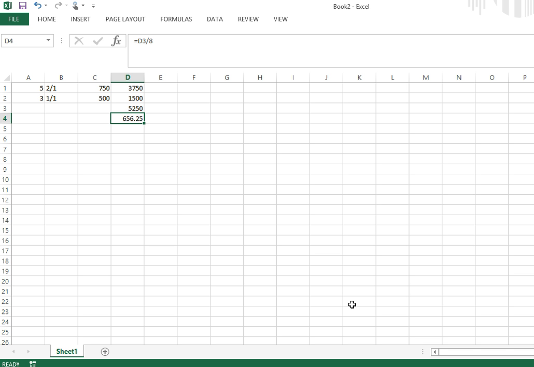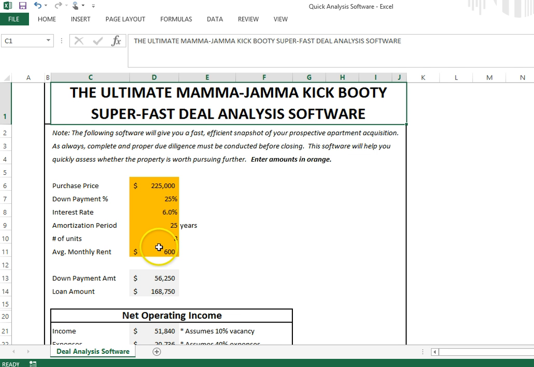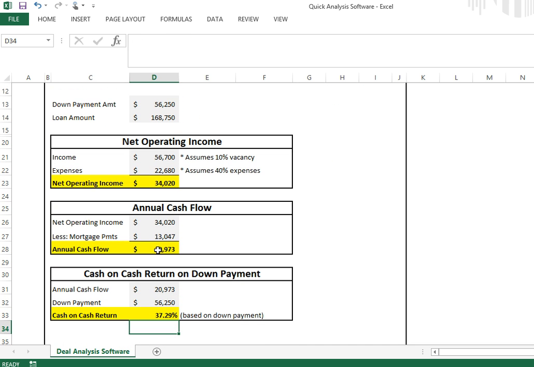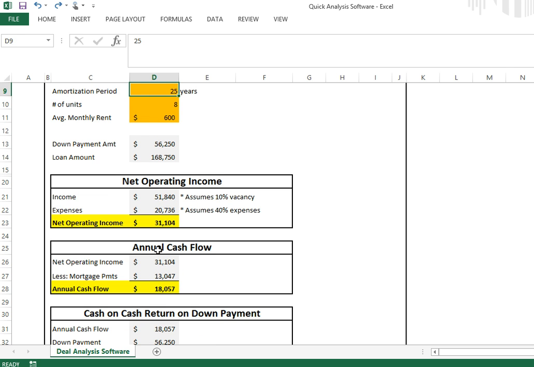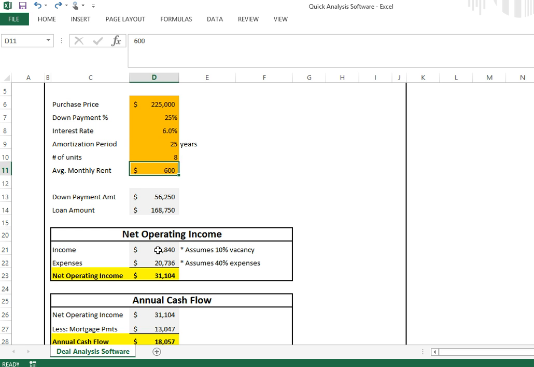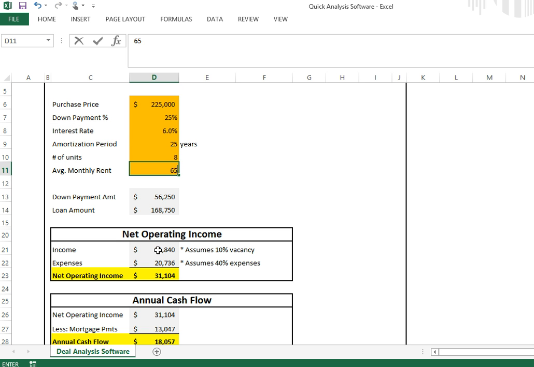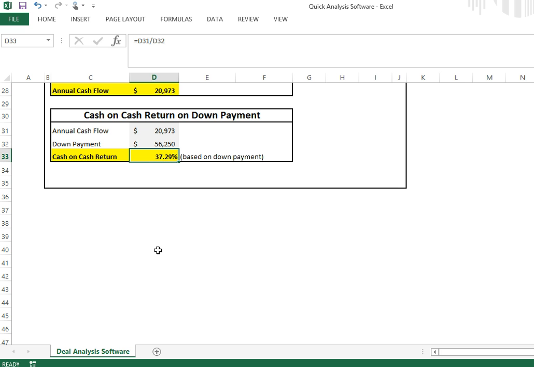You just multiply them out so that you can see what the total monthly rent is for that unit type for the building, and then add them all together so you see what the total rent is for the building, and you divide it by the number of units, and that will give you your average monthly rent. So in this case, let's take that $656.25 and bring that back to our spreadsheet. You plug in $656.25, and that's going to flow those changes through. I'm going to undo that change real quick so you can see the difference. We went from $600 for average rent, which gave us about a 32% cash on cash return, and if we change it to $656.25 as a monthly rent, then our cash on cash return went up to 37%.